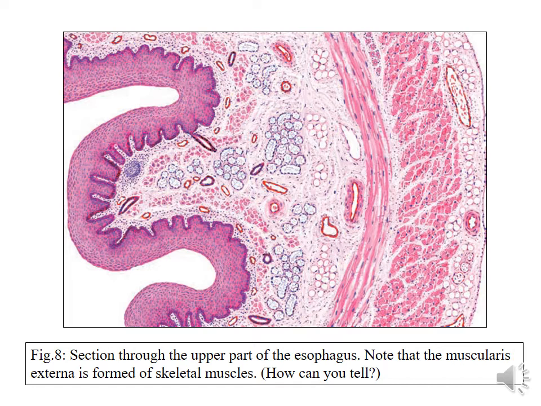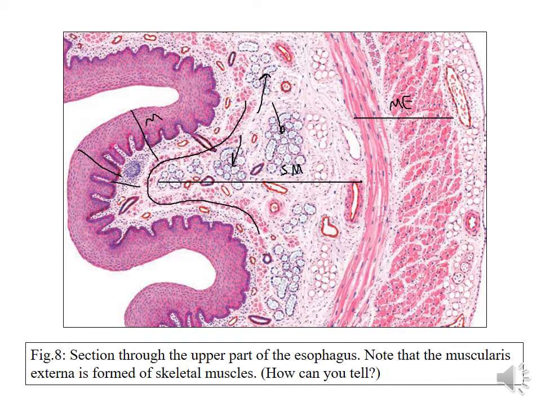This is another view of the esophagus. Here we have the mucosa formed of epithelium, lamina propria, and here we have the muscularis mucosae. This is the submucosa. As you can see, it's a connective tissue layer, and I can see several glands in it. These are all glands in the esophagus. And after the submucosa, I have the muscularis externa.